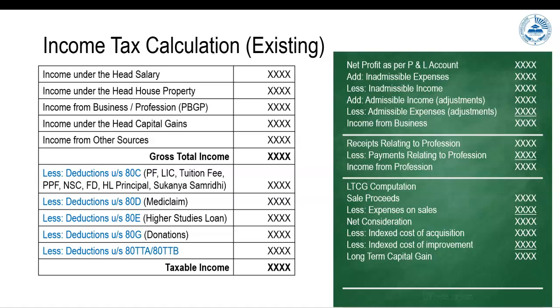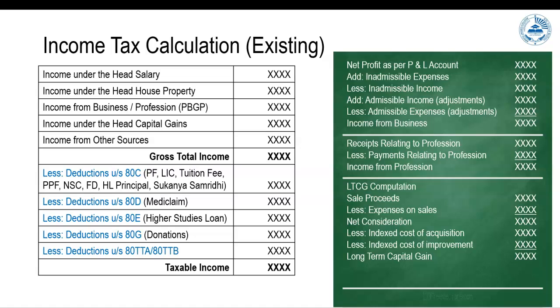Next we have income from business or profession. So income from business will be computed, and the following procedure will be followed. From net profit we add all the inadmissible expenses. From there we deduct all the inadmissible income. Then we add all the admissible income. Then we less all the admissible expenses. Thereby we get our income from business. In case of profession, that is doctors, lawyers or chartered accountants, the three are considered as profession as per income tax. In that case, all the receipts will be added and all the payments will be deducted, which forms the income from profession.